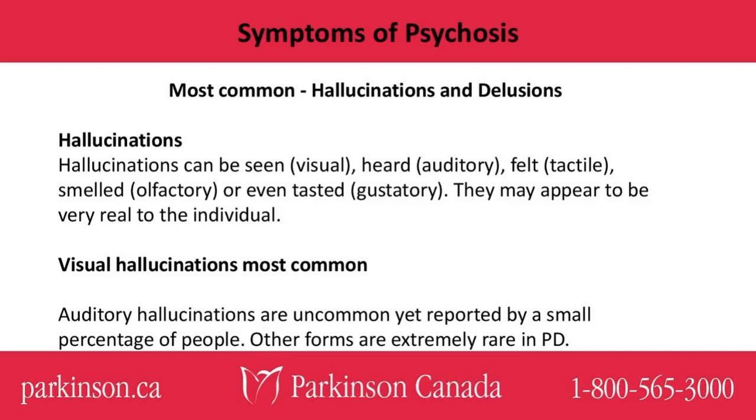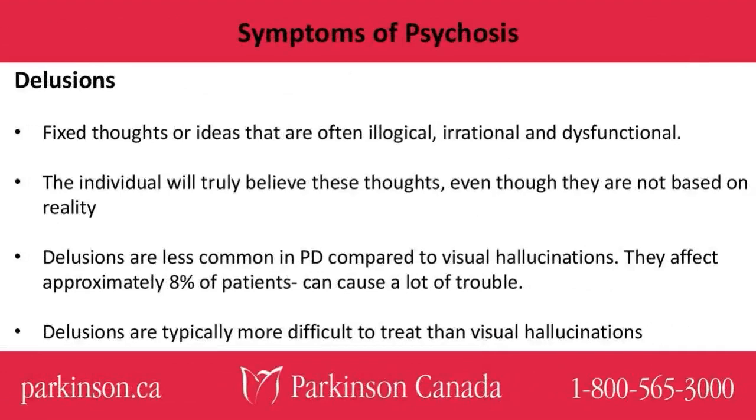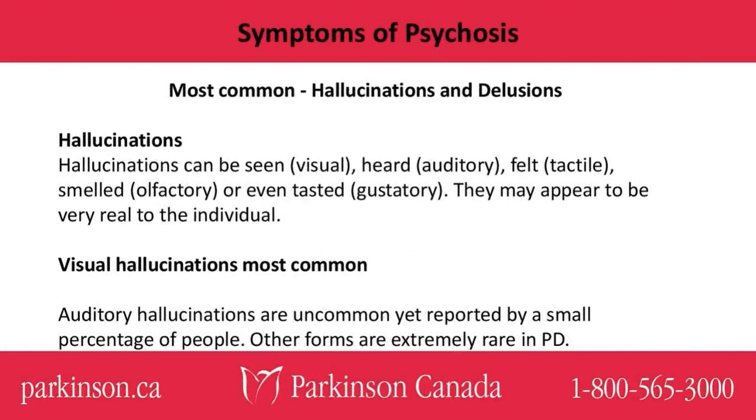So visual hallucinations, what do they look like? A common one would be something like your partner saying to you, look at all those trees there out the window. And you look out the window and there's only buildings. So you know they're not there. And that would be a typical hallucination.